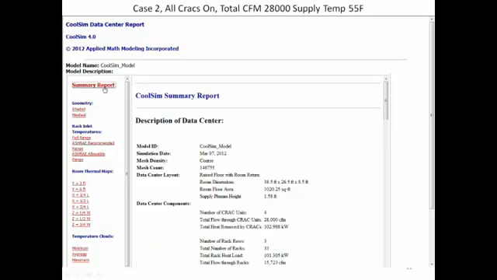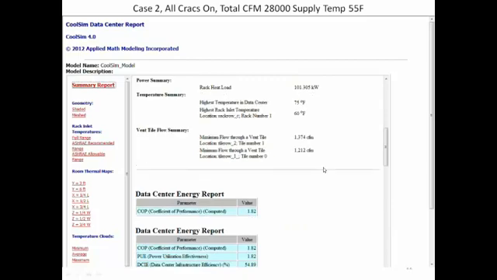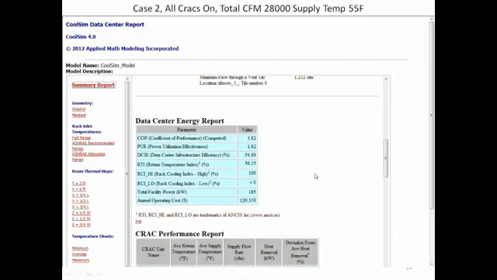So let's take a look at this one. This is our summary report here. And again, I'll just drop right down to the data center energy report. Coefficient of performance 1.82, just awful. PUE is also 1.82, not as bad as before, but still pretty bad.